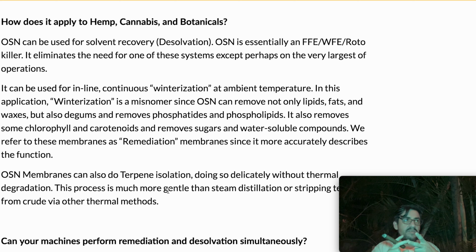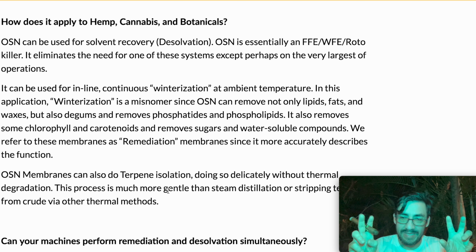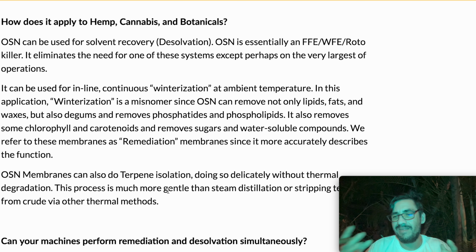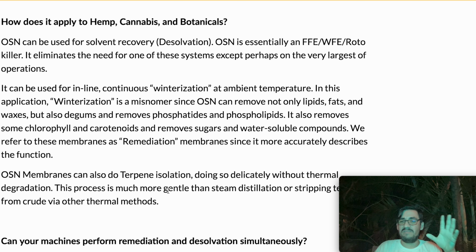Carotenoids, flavonoids, you can remove some chlorophyll, lipids, fats, waxes, some gums, all kinds of things. The important thing about the winterization membranes, I think they're more of a remediation type of thing. The important thing is, hear me out. I personally ran the nastiest crude I've ever found. It was a warm ethanol extracted, one of those screw presses, nasty stuff. I mean, it's just nasty, nasty, nasty.